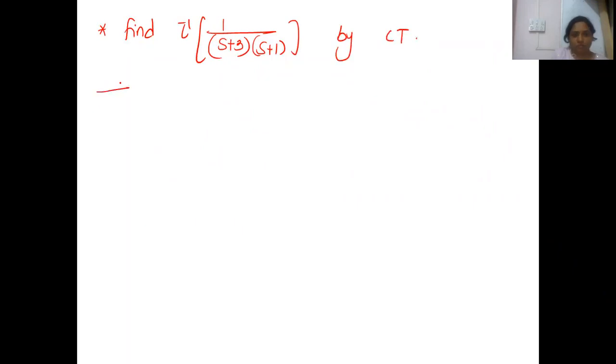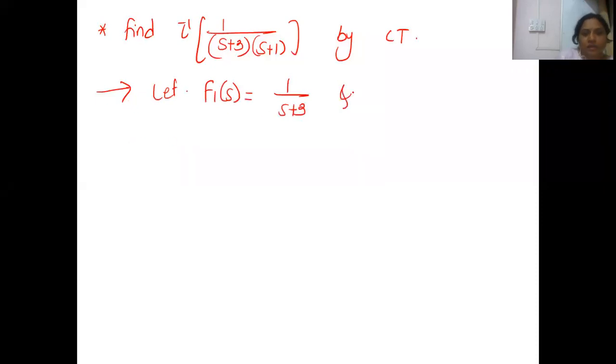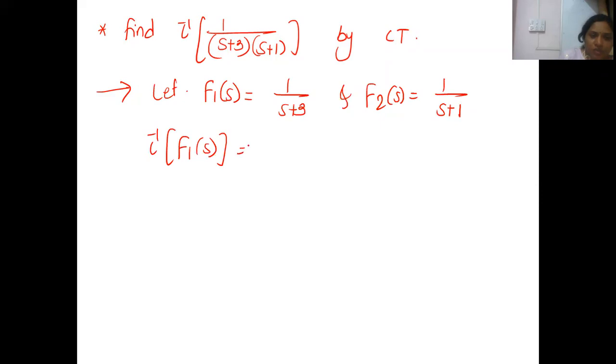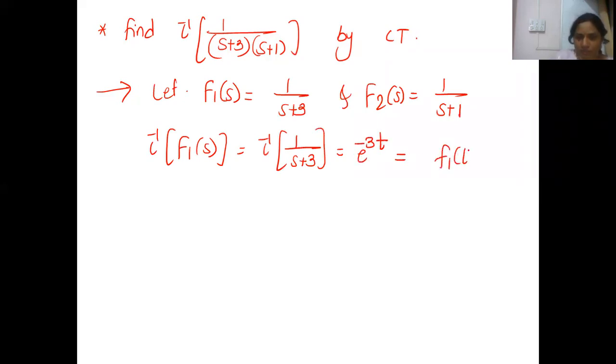Okay, next question. Find Laplace inverse of 1 upon s plus 3 into s plus 1 by convolution theorem. So F1(s) is here? 1 upon s plus 3. Correct. Two functions. So it is 1 upon s plus 3. And F2(s) is? 1 upon s plus 1. Correct. So Laplace inverse of F1(s), which is 1 upon s plus 3, what is that? E raised to minus 3t. Very good. Call it F1(t).